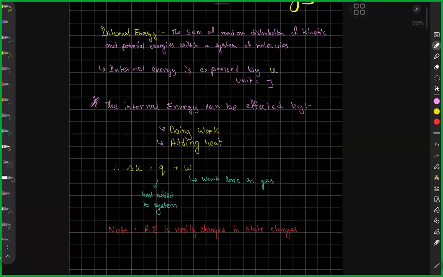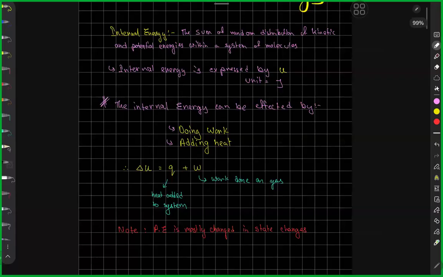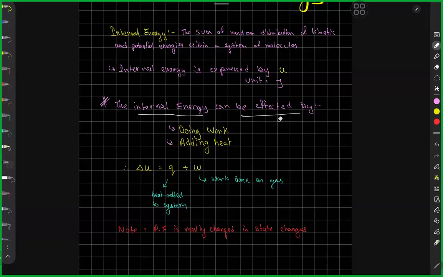Now, the internal energy is basically an indication of its kinetic energy, or kinetic energy is an indication of its internal energy, for ideal gases, just for ideal gases. If I'm talking about solids or liquids, it's a different case, and you then have to consider potential energy as well. Now, the internal energy can only be affected by doing work on it.